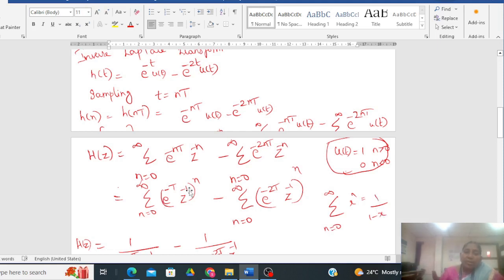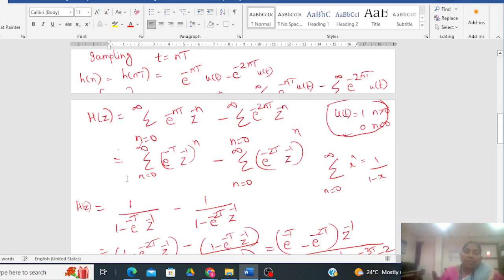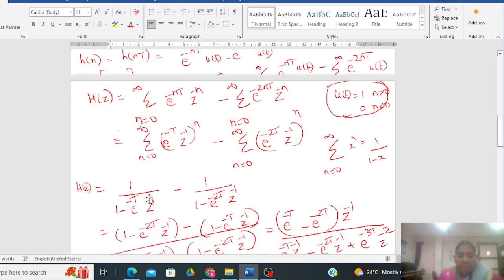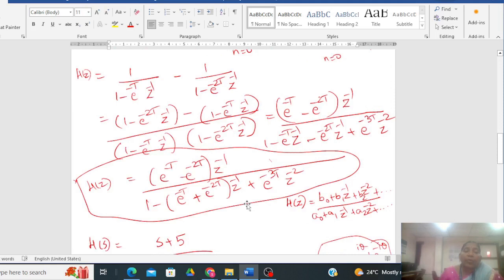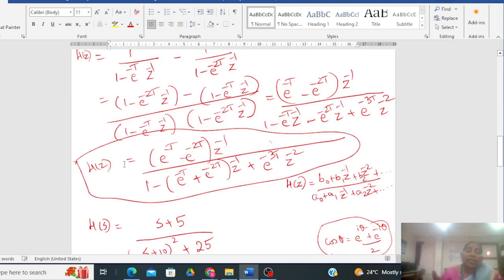Like that, when you consider this term as x, we can write the transfer function as 1 by 1 minus e power minus t z inverse, and for the second term it is 1 by 1 minus e power minus 2t z inverse. Then you take the LCM of it and simplify it further. So you will be getting the final expression as H of z equal to e power minus t minus e power minus 2t z power minus 1 divided by 1 minus of e power minus t plus e power minus 2t z inverse plus e power minus 3t z power minus 2.